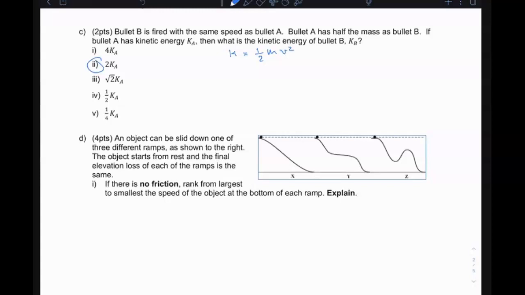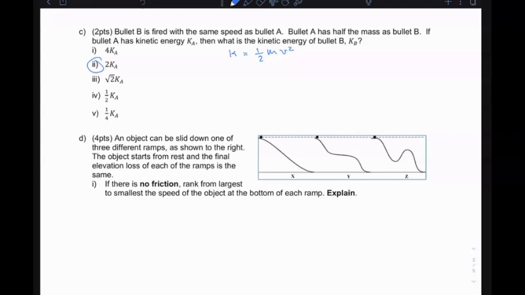In part D, an object can be slid down one of the 3 different ramps as shown to the right. The object starts from rest, and the final elevation loss of each of the ramps is the same. If there is no friction, rank from largest to smallest the speed of the object at the bottom of each ramp. It doesn't ask which ball gets to the bottom first. It wants to know what the relative speed is of each of them at the bottom.